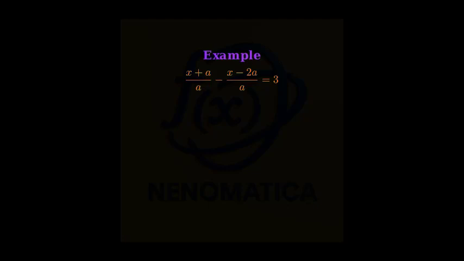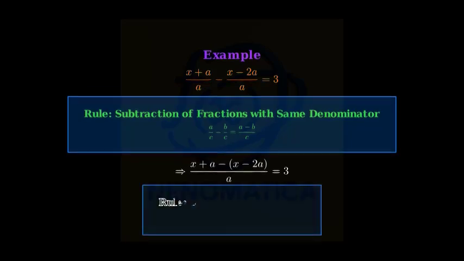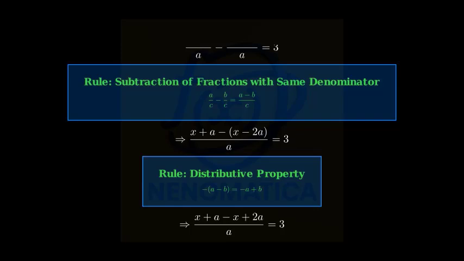First, let's combine the fractions on the left side of the equation. Since both fractions have the same denominator, a, we can simply subtract the numerators: x plus a minus open parenthesis x minus 2a close parenthesis, all divided by a equals 3. Step 2, let's distribute the negative sign to the terms inside the parenthesis. This gives us x plus a minus x plus 2a, all divided by a equals 3.